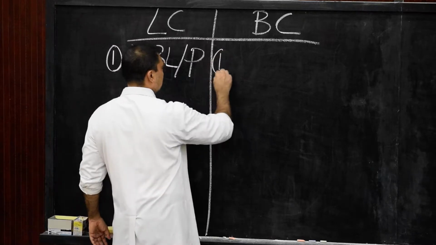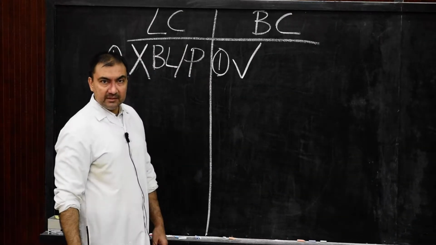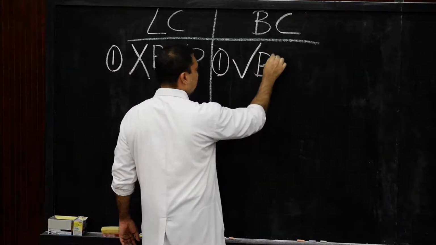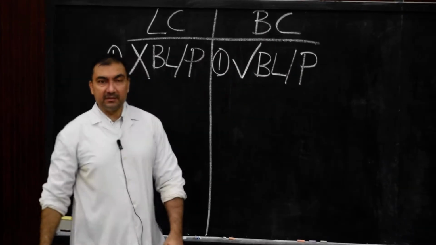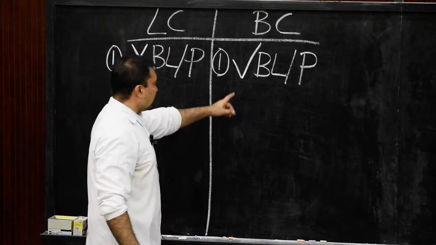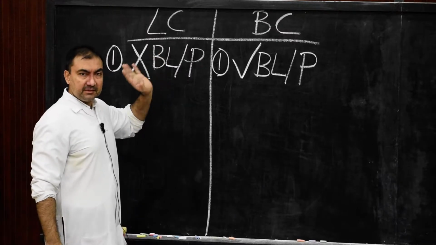And here, now I am putting this as correct. So there will be presence of basal lamina and pericytes in blood capillaries. This is a major difference, very important. So presence of basal lamina and pericytes in blood capillaries and absence of basal lamina and pericytes in lymph capillaries.